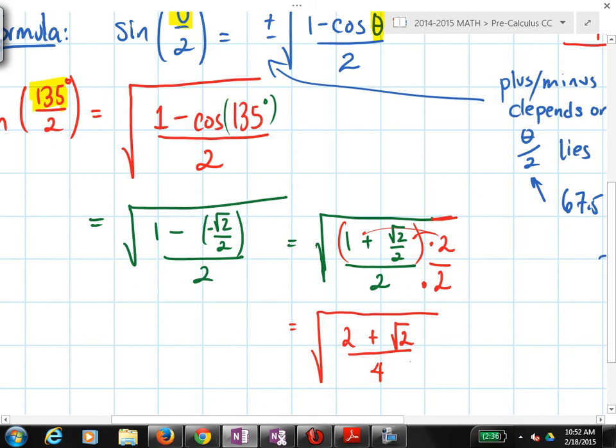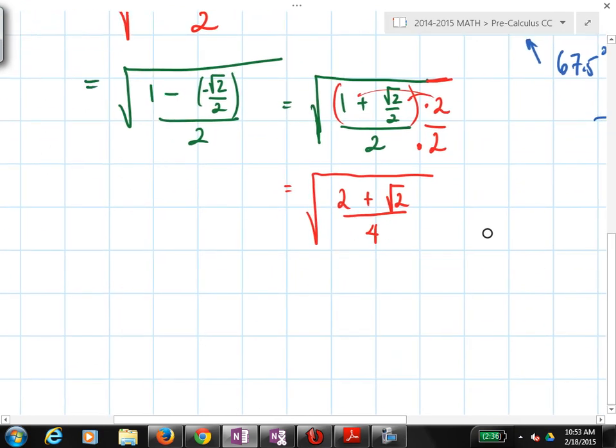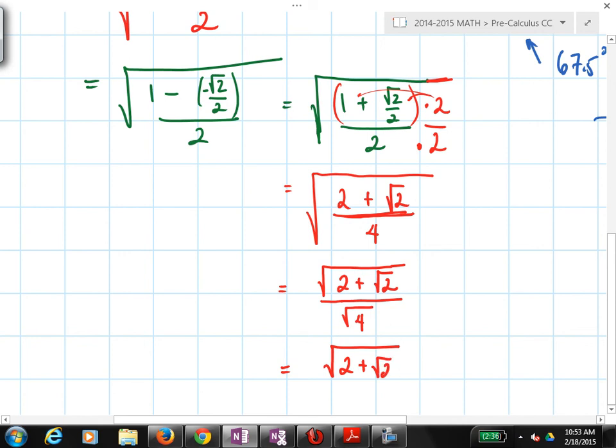If you remember your properties of radicals, if I have a fraction, I can take the square root of the numerator, 2 plus square root of 2, and also the square root of the denominator. What's the square root of 4? 2. So I can rewrite and simplify this as the square root of 2 plus the square root of 2, divided by 2.